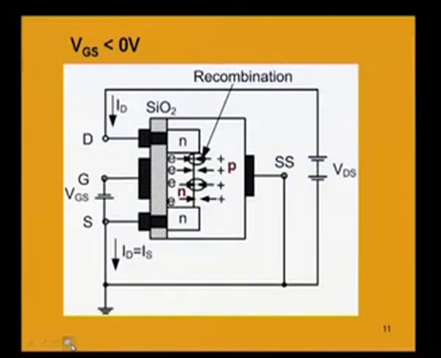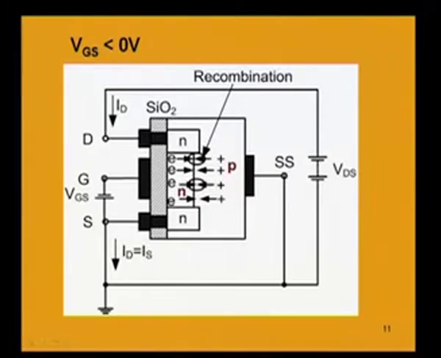Now, what will happen when we have the gate to source voltage negative and the drain to source voltage positive? We are applying a negative voltage between gate and source. As the gate to source voltage is negative, the electrons in the n channel will be repelled or pushed by the negative terminal of the gate to source voltage, and the holes, which are the majority carriers in the p substrate, will be attracted by the negative terminal of the gate to source voltage.